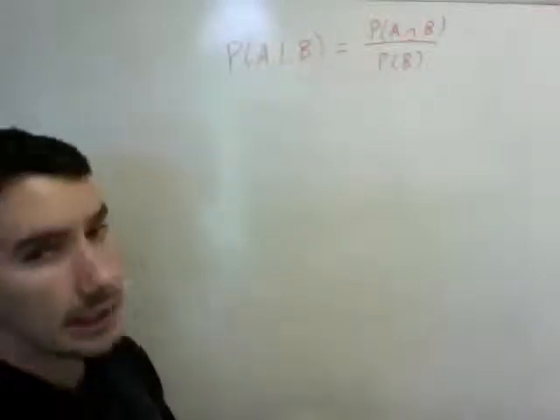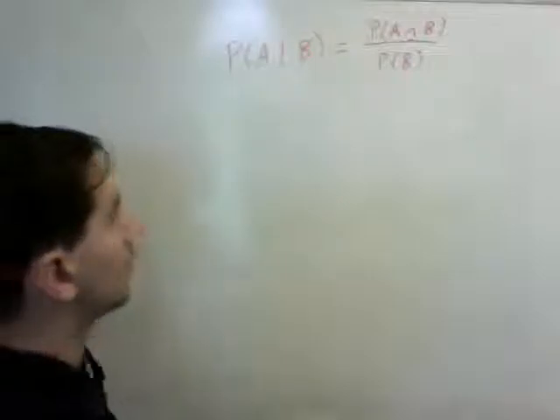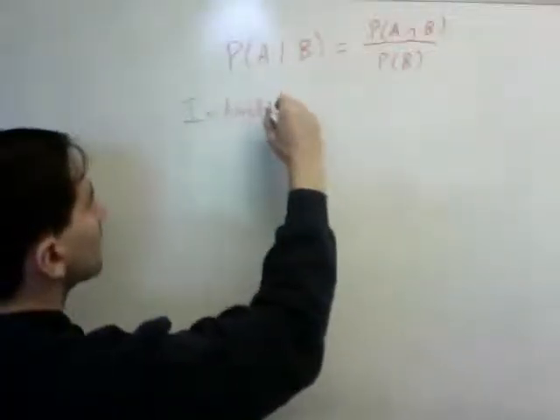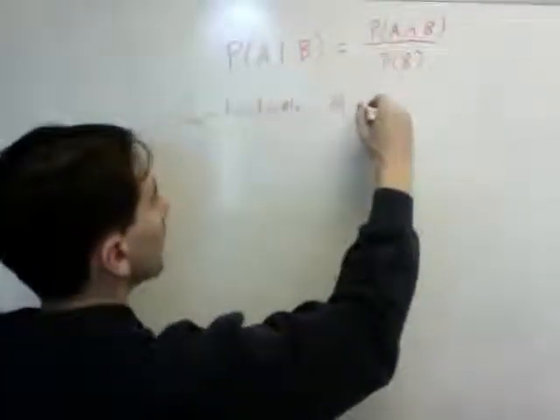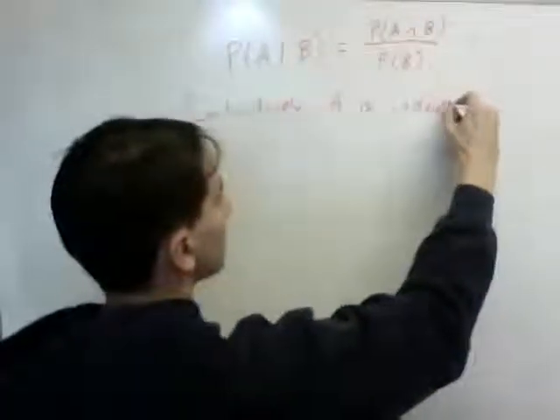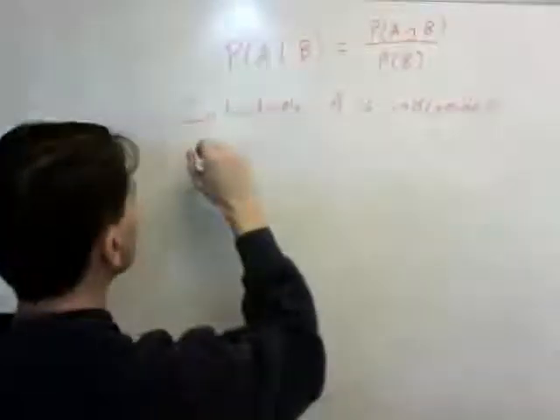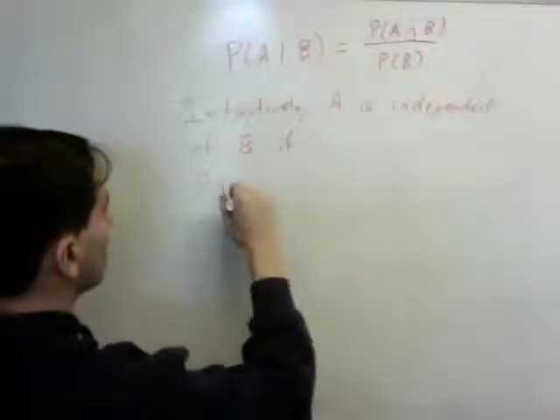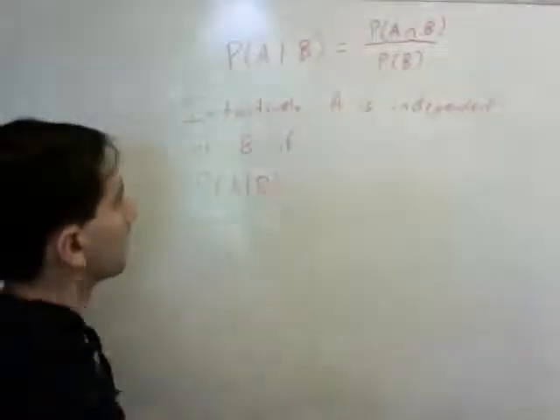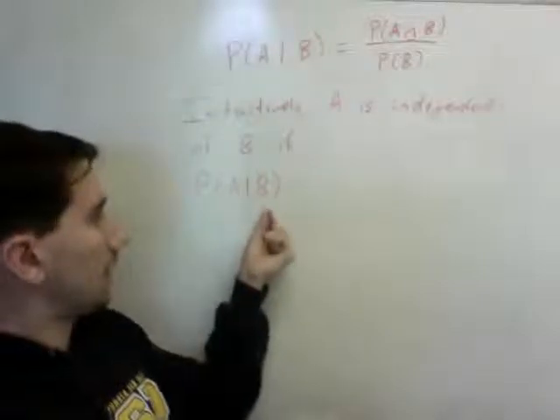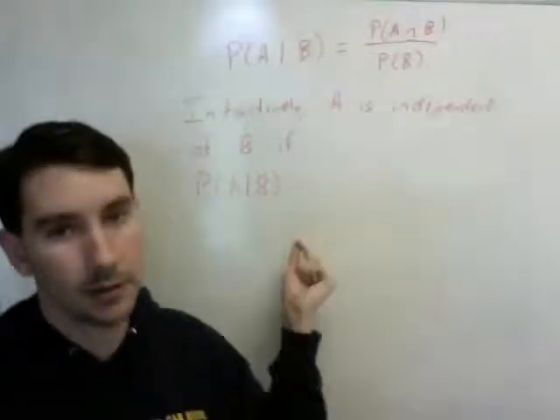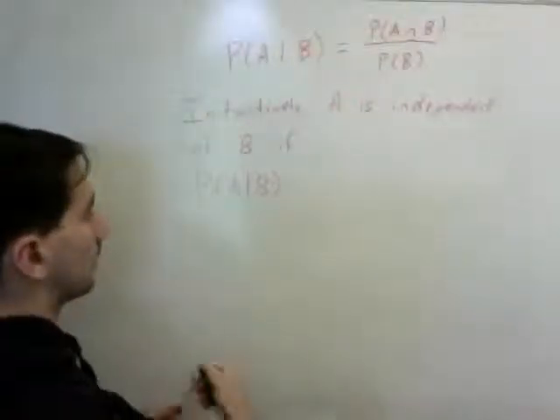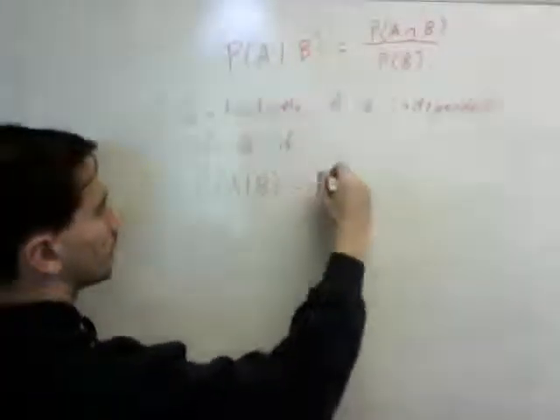So what do you think we mean by independence? Let's think about this intuitively. So intuitively, A is independent of B if the probability of A given B... If A is completely independent of B, telling us that B happened is really not very helpful, right? It shouldn't tell us anything. So knowing that B happened doesn't change the probability, it's still just the probability that A happens.